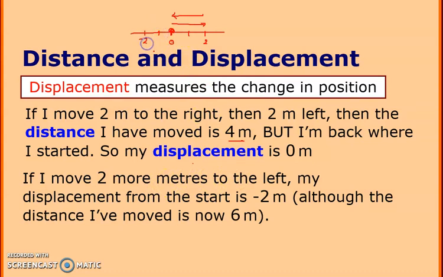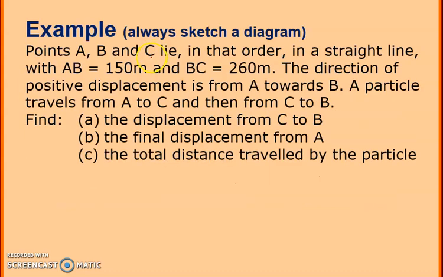If I move 2 more meters to the left, well, you can see 1, 2. I've now got a position of -2. So my displacement is -2. And notice my distance is now 6. Notice my displacement isn't 2 because 2 is over here. So you can have a positive and a negative displacement. Distance travelled is always a positive number, or 0 I suppose.